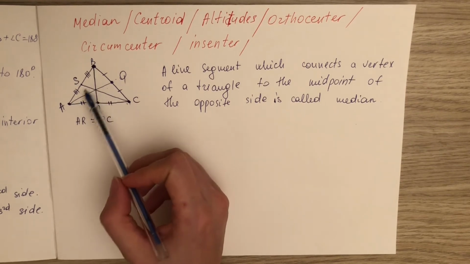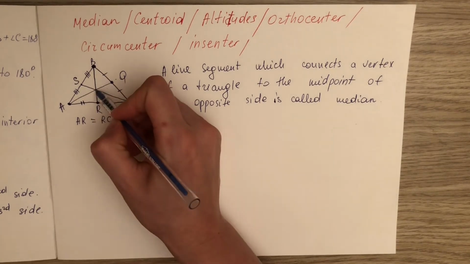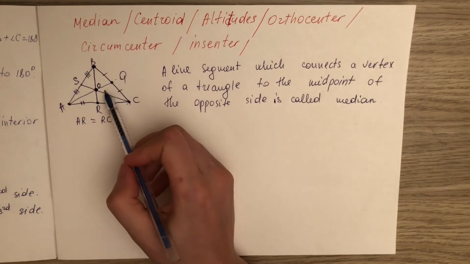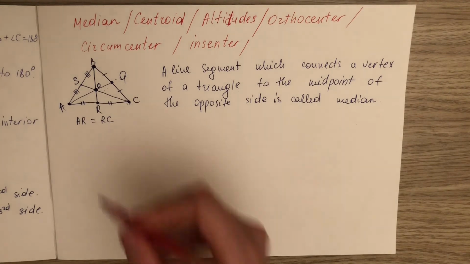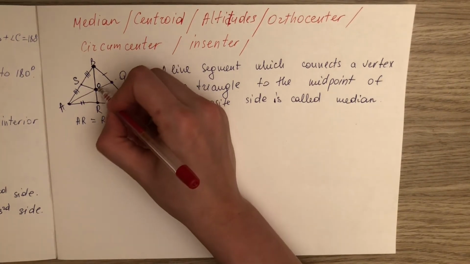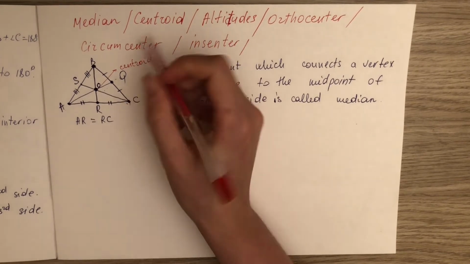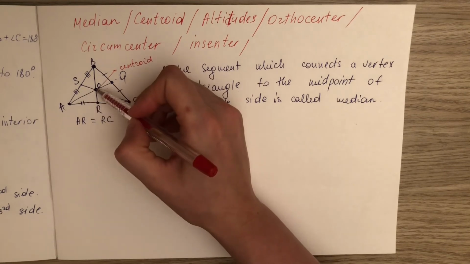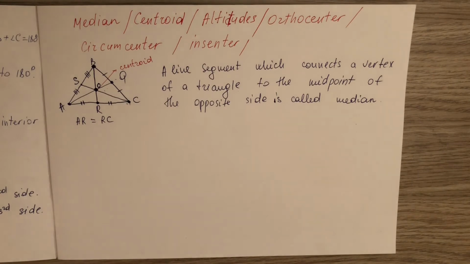As you see, a triangle has three medians and they are intersecting in this point. This point O is called centroid, okay? This is median, and the intersection of these two medians is called centroid.